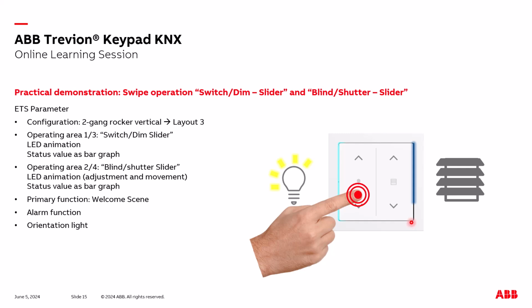Now, when the shutter here drives down, this LED should run down or run up to show the movement of my motor. Further, I want to have a primary function to call a welcome scene. Like I come in the room and I touch this element with my complete hand, and then I can trigger a so-called primary function.